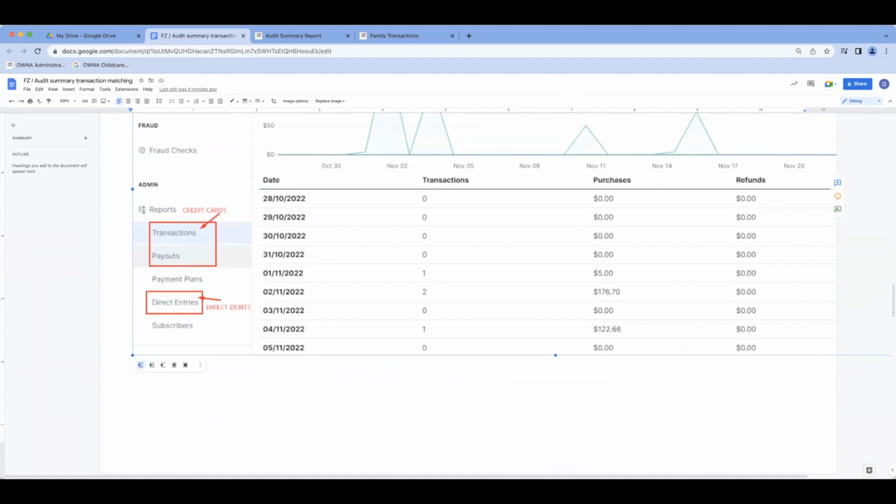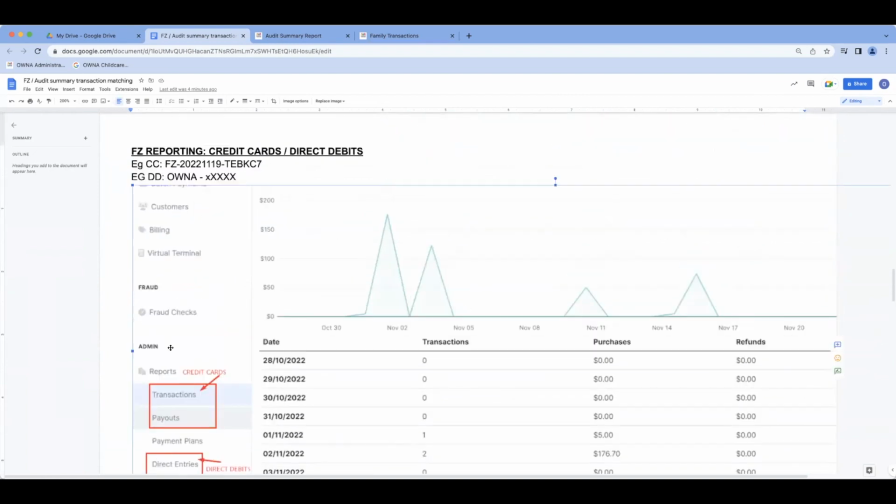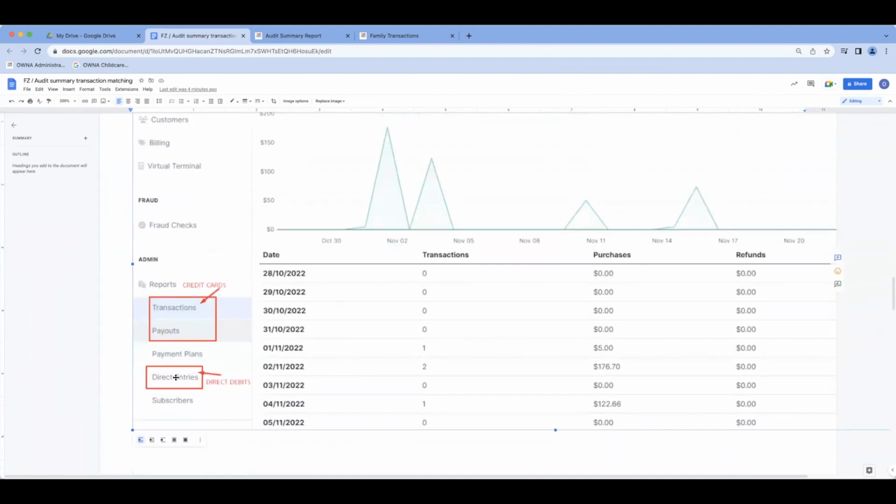So those are your credit cards, and I was in the transactions one. Now I want to do direct debits. That will be under your direct entries. And again, this is all under the admin in the reports. So I don't look at the ones at the top. I look at just purely under admin and direct entries.